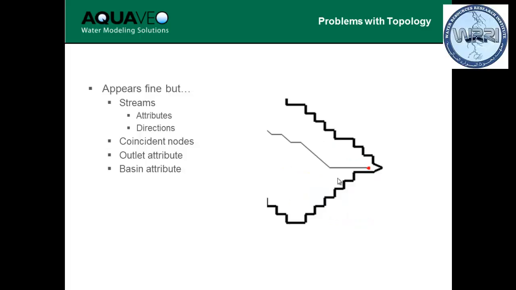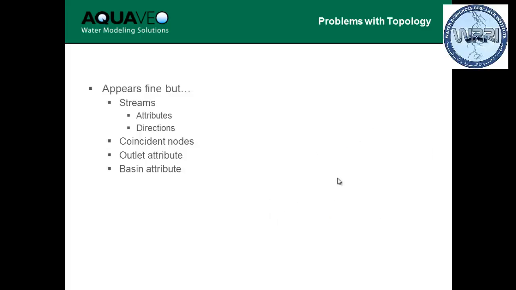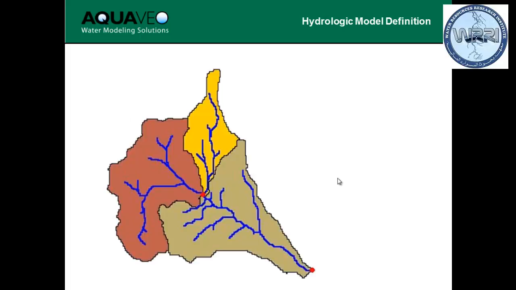And so something like this is my basin boundary and my stream. I need to attach those all together. I need to get all my streams so they're in the right direction. That's if I import data from ArcGIS or from CAD data.